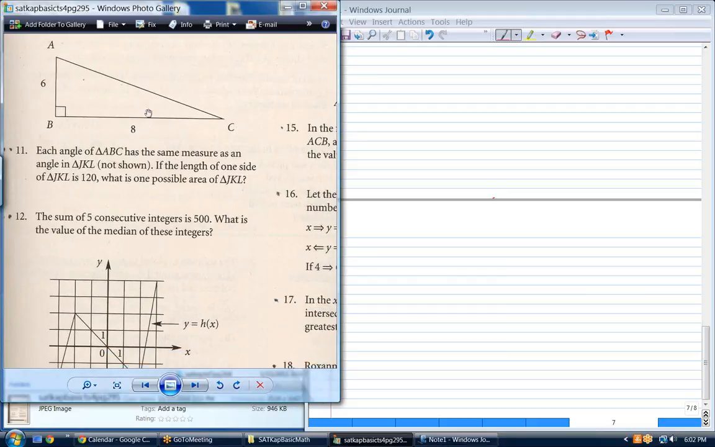Okay, I guess 11 goes with this triangle here.